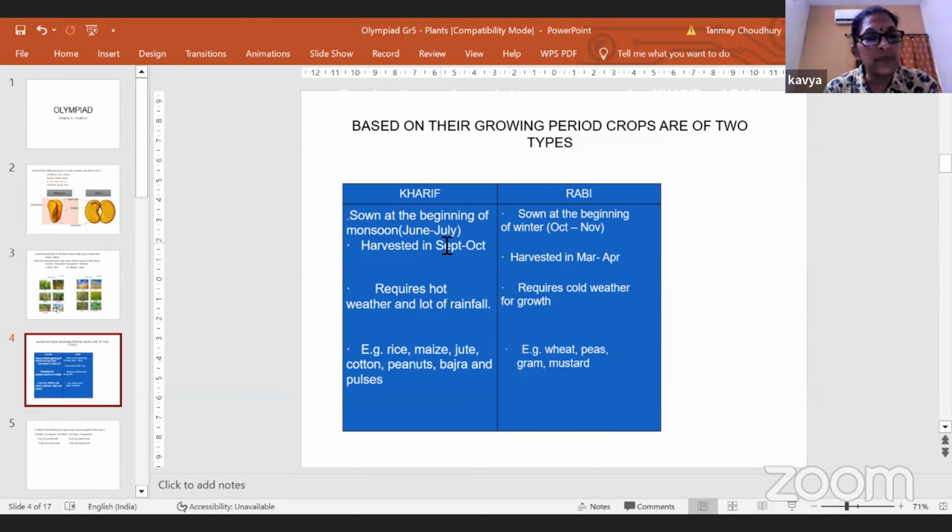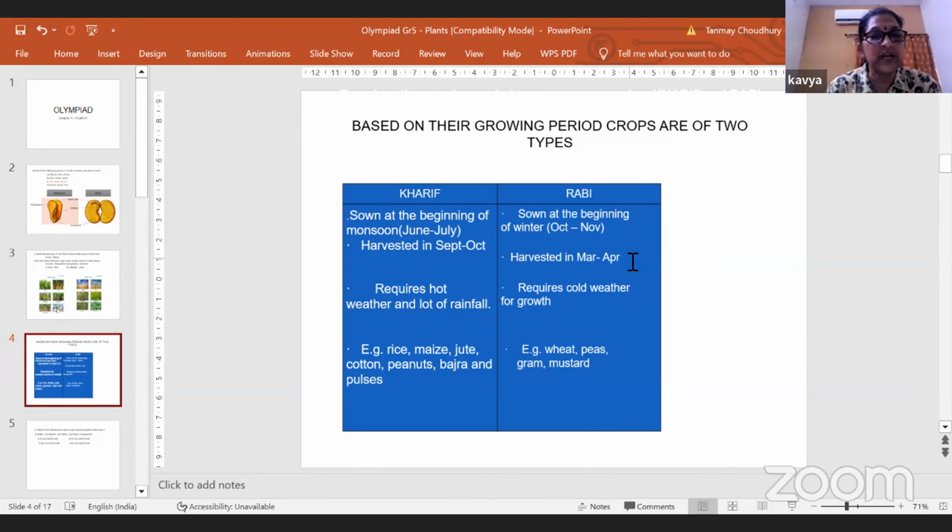But after the seeds are sown, the seeds will grow, they will mature, and then they will be harvested. So harvesting means the collecting or the gathering of mature crops. Okay, after everything is over, the farmer cuts the crop and then he sells it in the market. So harvesting of Kharif crop is done in September, October. And harvesting of Rabi crop is done in March, April.